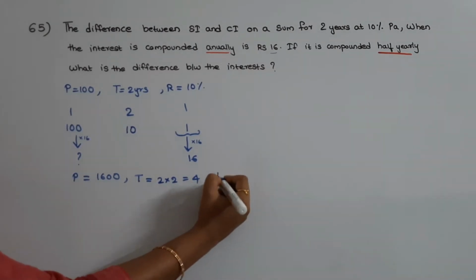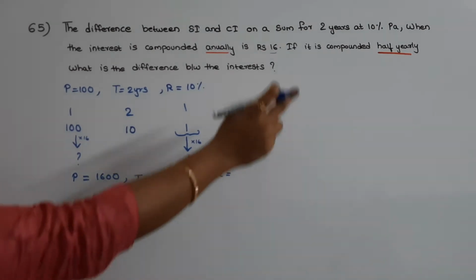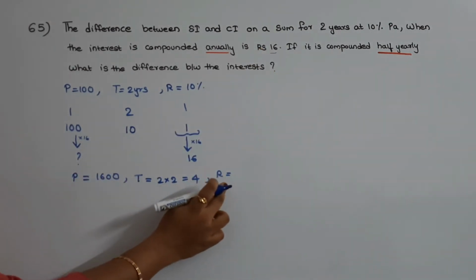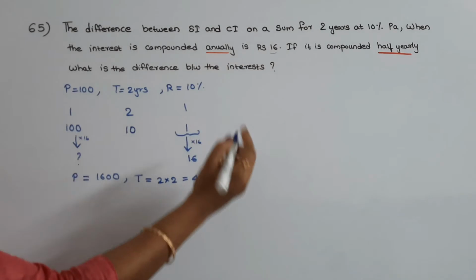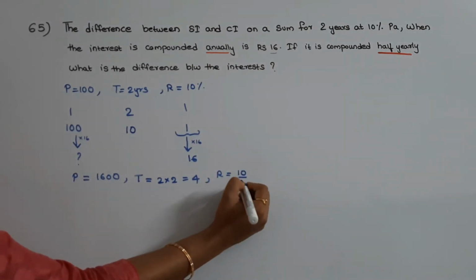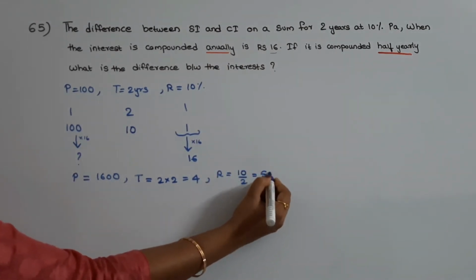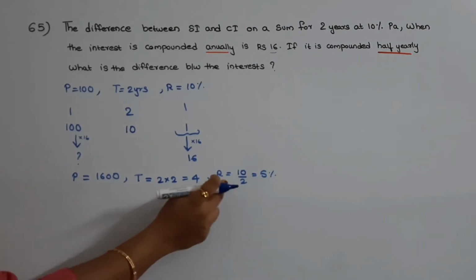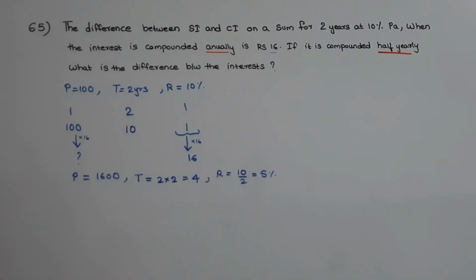And rate of interest becomes half. So in half yearly, rate of interest becomes half. So the given rate of interest is 10. So 10 by 2 will be equal to 5%. So the new rate of interest is 5%.